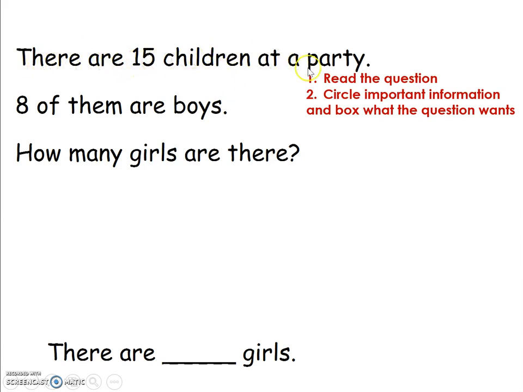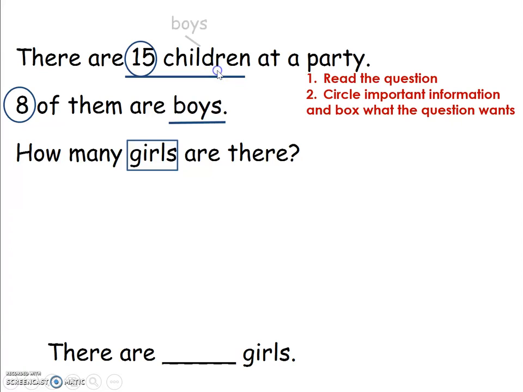There are 15 children at the party. So I know that in the party there are children. And how many children are there? 15. Okay, and I know that of all these children, there are boys. And how many of them are boys? 8. And the question asks us to find how many girls. Okay, so this is what I know.